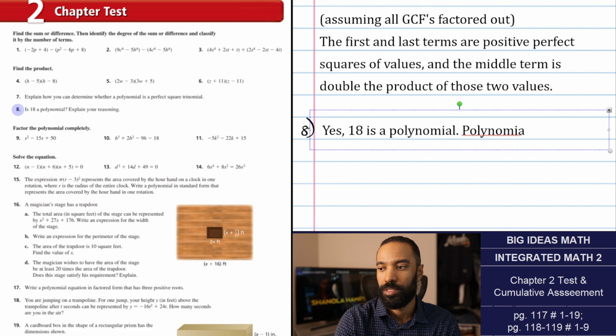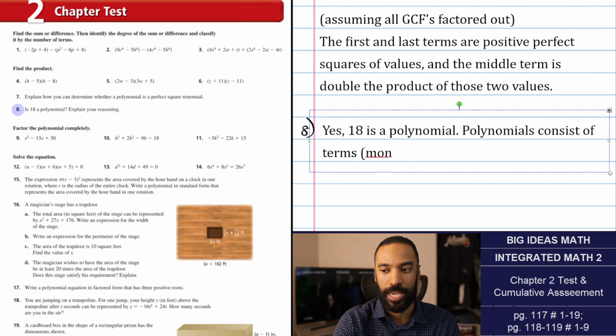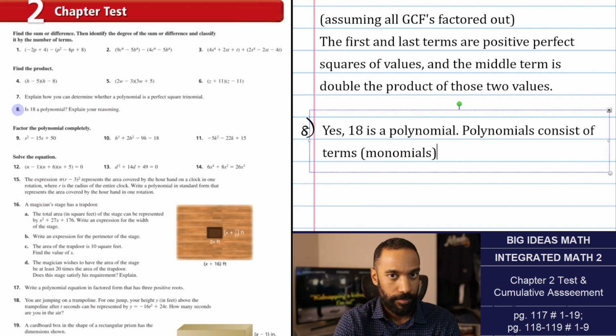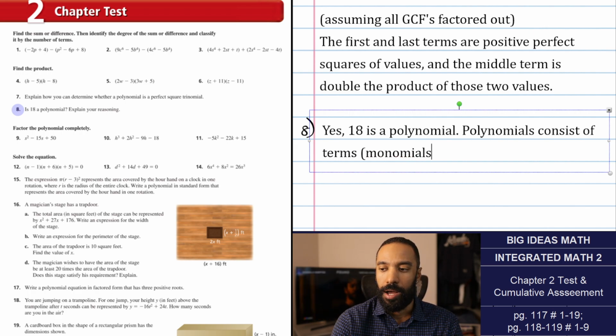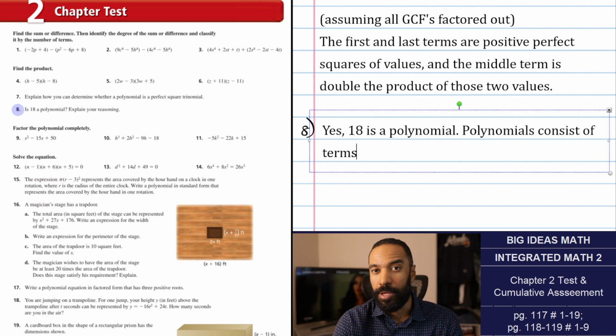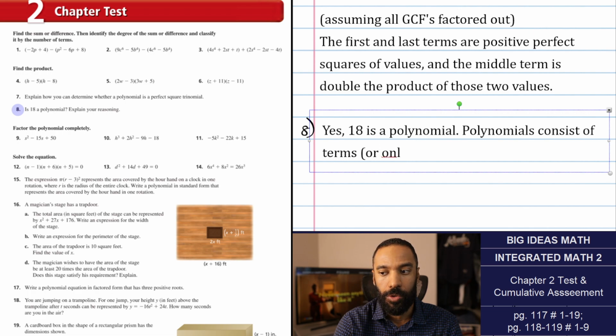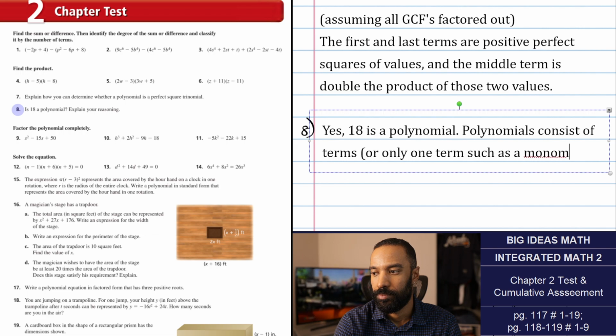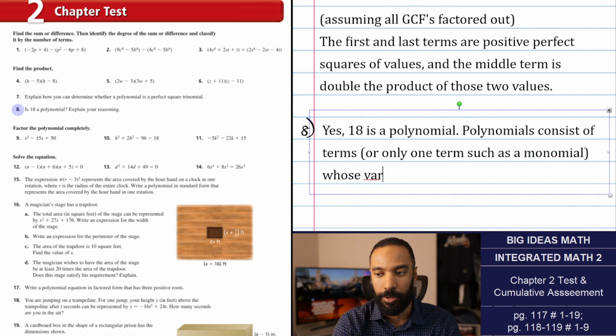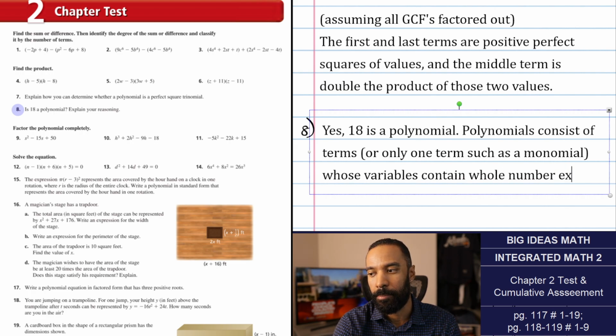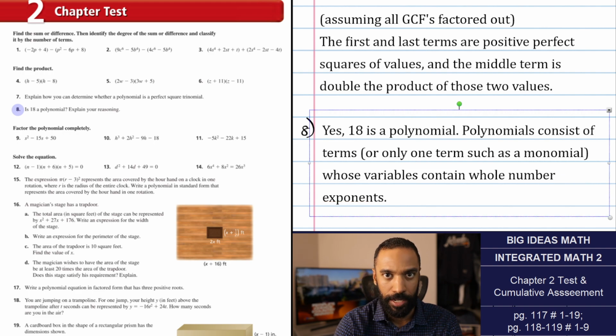Polynomials consist of terms, or in this case, monomials, right? I'll just say terms, but monomials fall under this definition, right? Polynomials consist of terms or only one term, such as a monomial, whose variables contain whole number exponents. Now, I don't remember or recall what kind of definition the book uses.